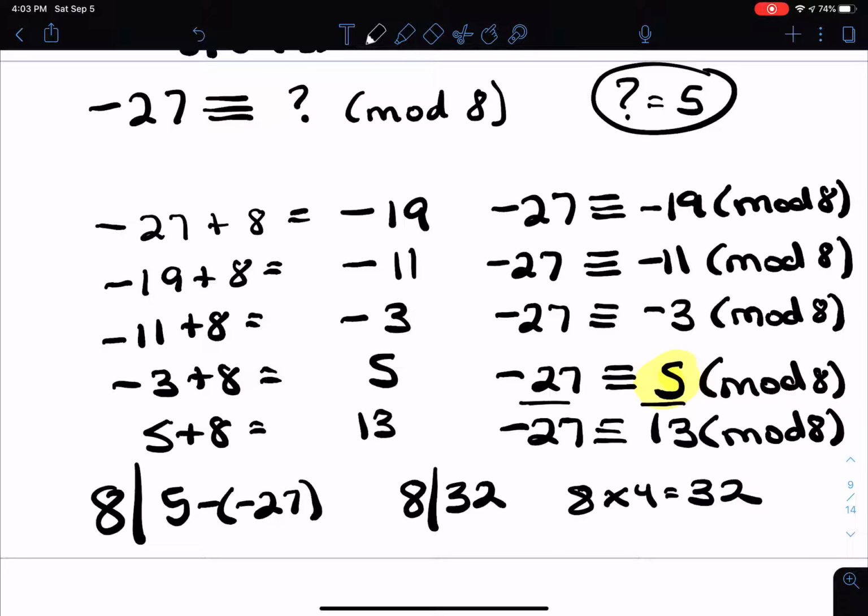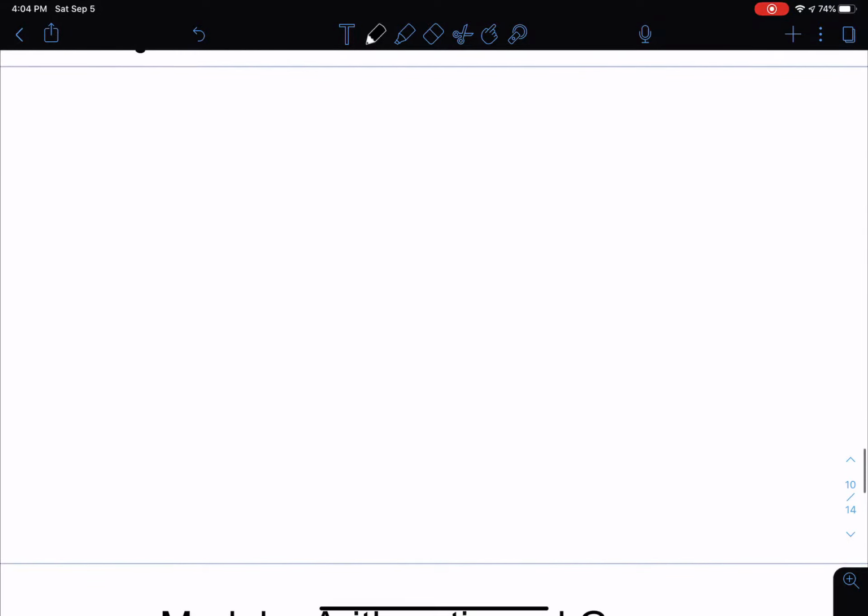And I went step by step and just kept adding 8. But from the beginning, if I had thought about 8's multiples, I could have said, you know what? 8 times 1 is 8, 8 times 2 is 16, 8 times 3 is 24, 8 times 4 is 32. 32 would be the first positive multiple that would give us something positive when added. So I could have found the answer that way. Instead of just adding 8 over and over again, I could have thought about multiples of 8 and added the first appropriate multiple to give me that positive answer. But that's basically what's going on with the negatives.